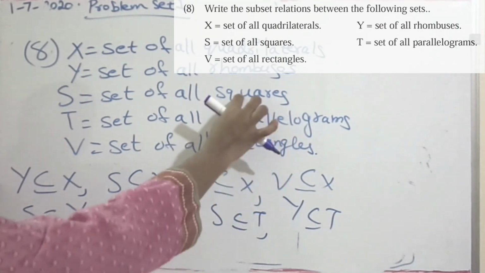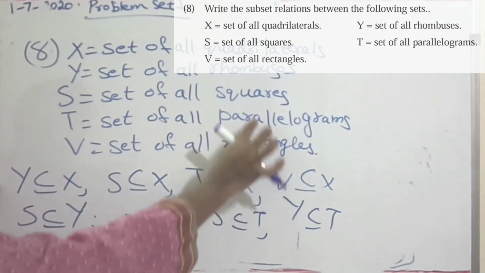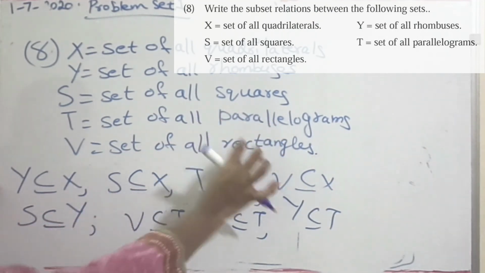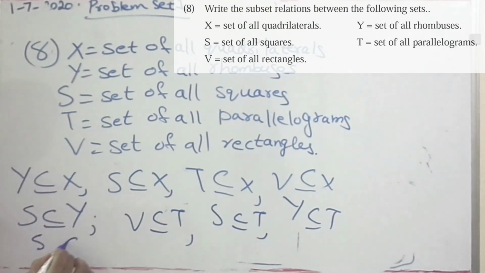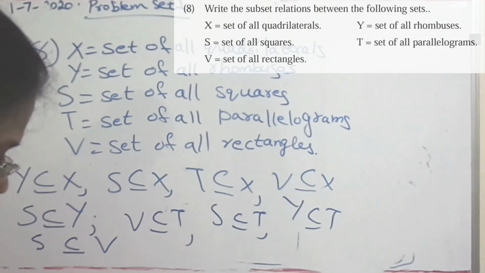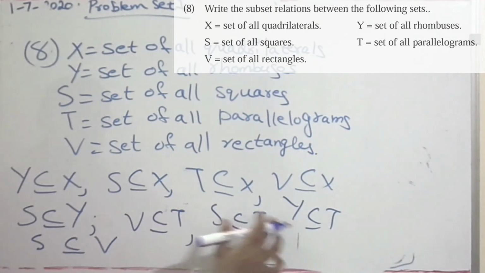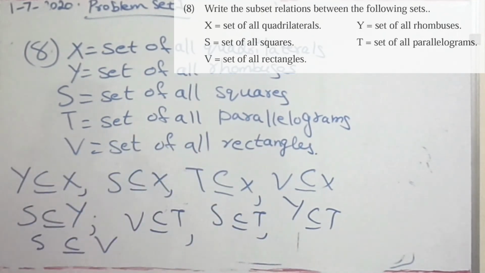Square is a rectangle. All squares are rectangles. All rectangles cannot be squares, but all squares are rectangles because square's opposite sides are congruent. So S is a subset of V. We can write. Then I think all over. Yes, all over. Understood? So we have finished this. Ninth one was already done. 10th one was homework and 11th one was homework. So we have completed with the problem set.